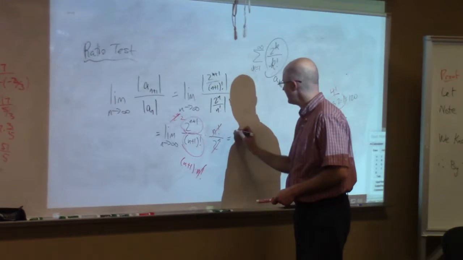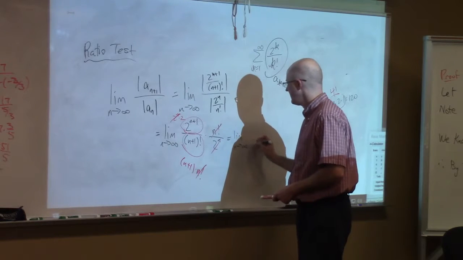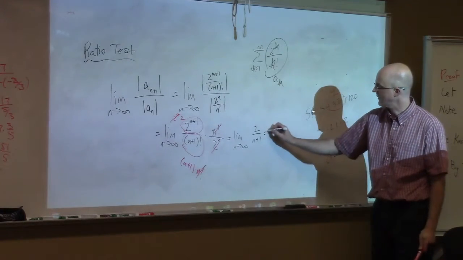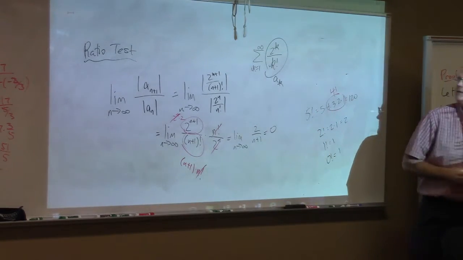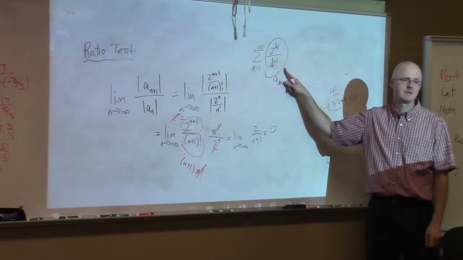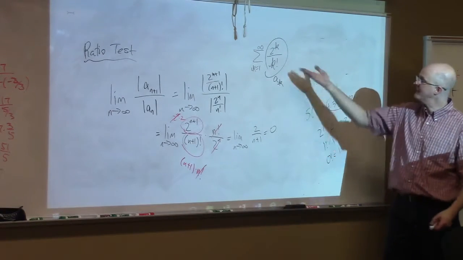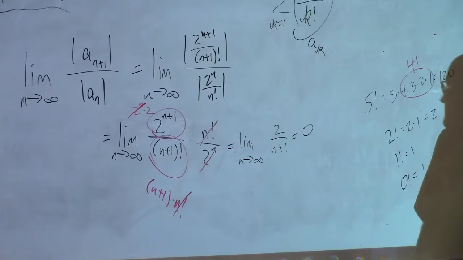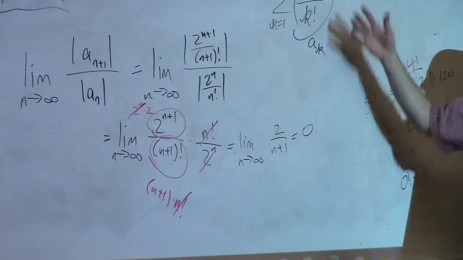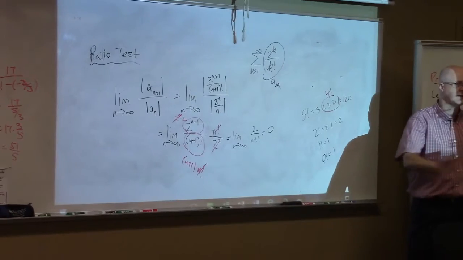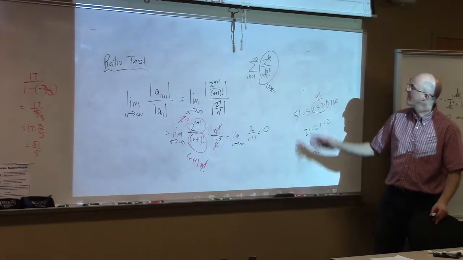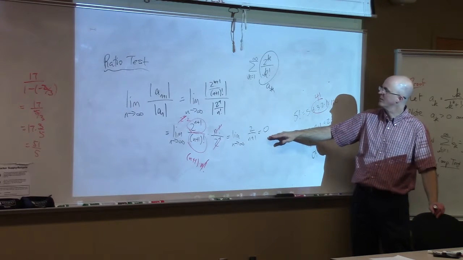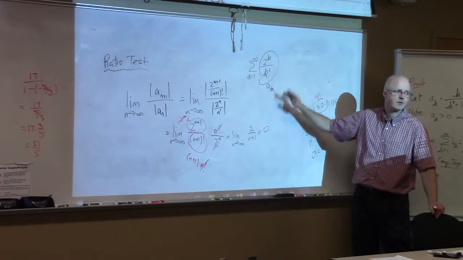And you are left with the limit as n goes to infinity of 2 over n plus 1 is what it simplifies to. And that limit is clearly 0, less than 1. Therefore, this series converges. Which is not obvious at first. I mean, 2 to the k grows really fast. K factorial grows really fast. The ratio can be seen to go to 0, so you can't use the divergence test. We've got to use something else. The ratio test verifies that this ratio approaches a limit less than 1, therefore the series converges.